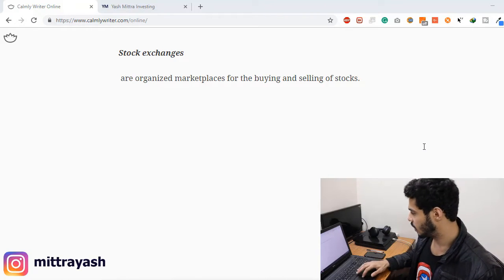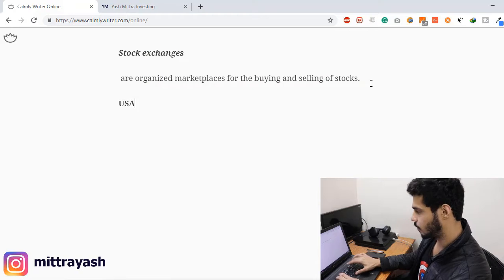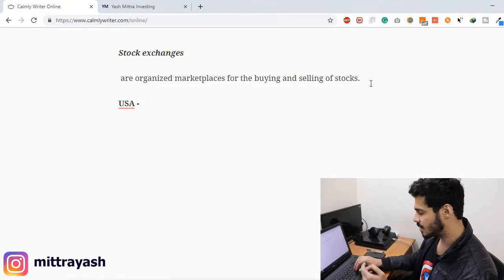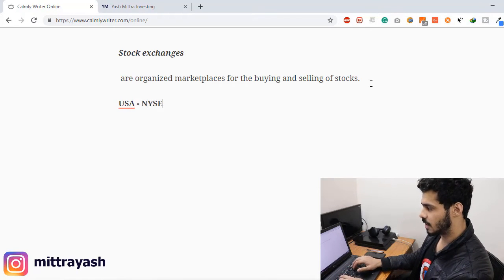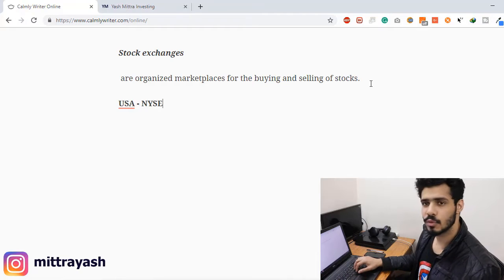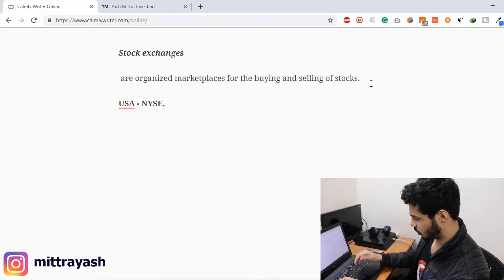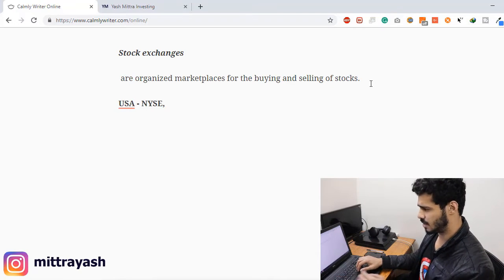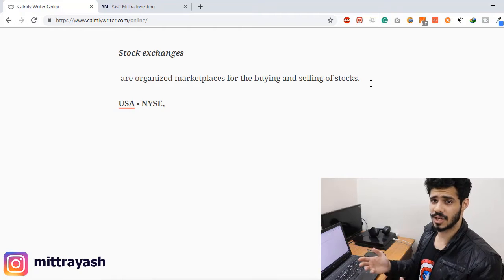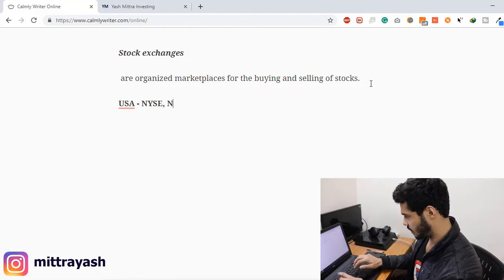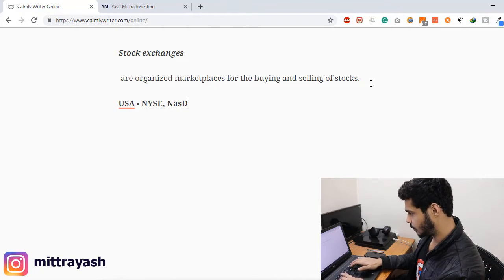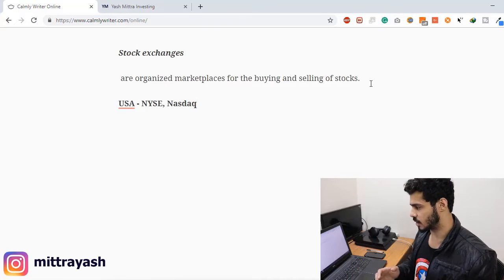If you are in the US, what are the most common ones? Well, the New York Stock Exchange comes to mind first. That is the most common stock exchange. It used to be called AMEX at first, but it's changed to New York Stock Exchange. Again, there's one more. It's actually not really a stock exchange, but people do like to refer to it: NASDAQ. And these are the two stock exchanges.